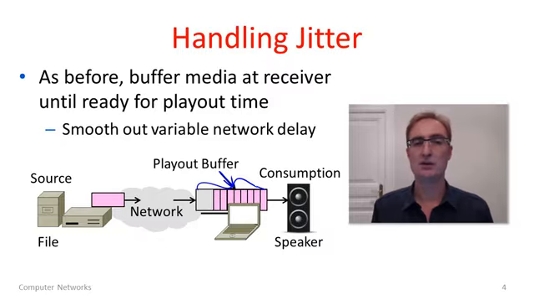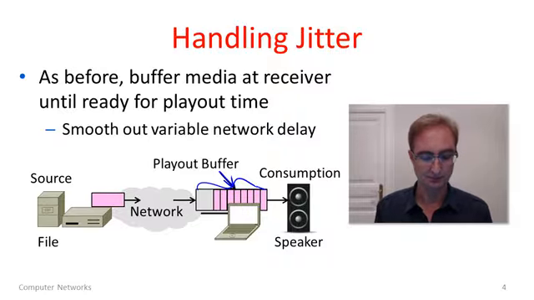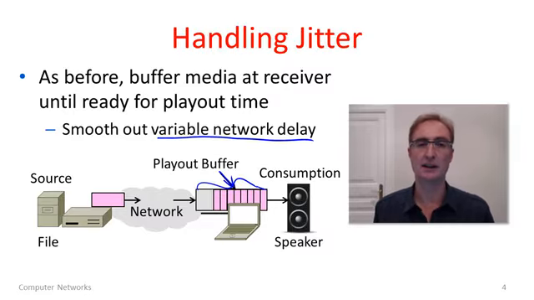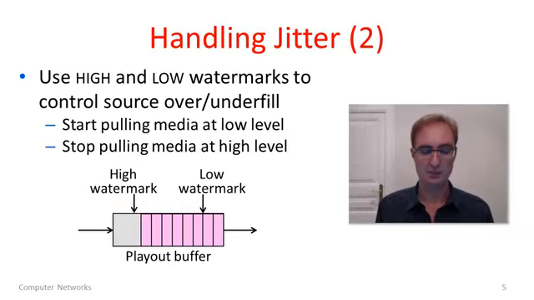When media arrives at the receiver, we'll put it in the playout buffer until it's playout time so that we can play it out at a constant rate. This buffering is still needed here to smooth out the variation in network delay. That's its primary purpose, as in the case of the interactive call. There is a difference, however. So let me get to that here on this next slide.